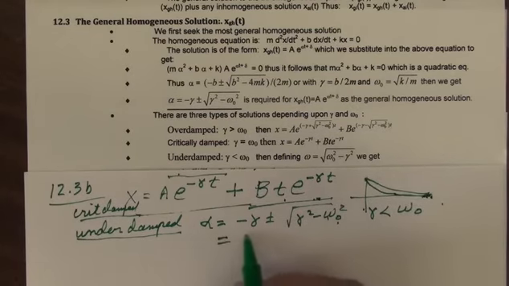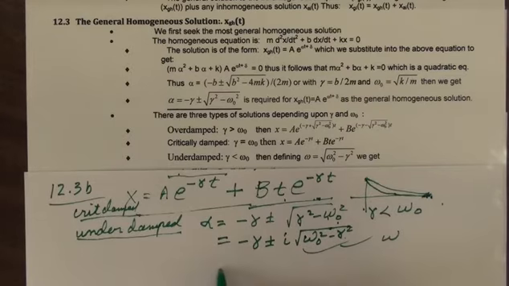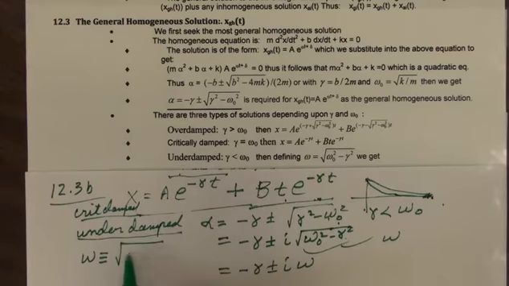So this is going to be equal to minus gamma plus or minus i, the square root of minus 1, times the square root of omega naught squared minus gamma squared, because this is now going to be a positive number. And we're going to call this number omega. So our response is minus gamma plus or minus i omega. And omega is now defined as this new definition, the square root of omega naught squared minus gamma squared.